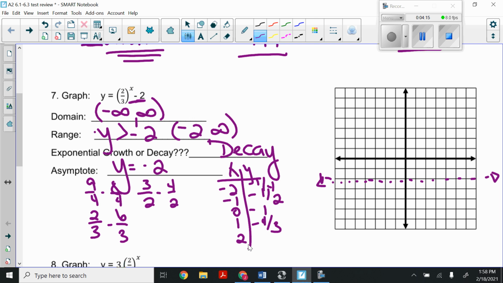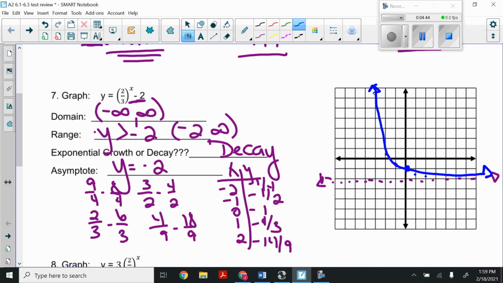And then if I plug in 2, so 2/3 squared, that's going to get me 4/9 minus 2, so 4 minus 18, negative 14/9. So that's what I'm going to graph. 0, negative 1, negative 1 up, negative 1/2, negative 2 1/4, negative 1, negative 1 1/4. And so it's getting close to my asymptote, but it's not going to touch it as fast.